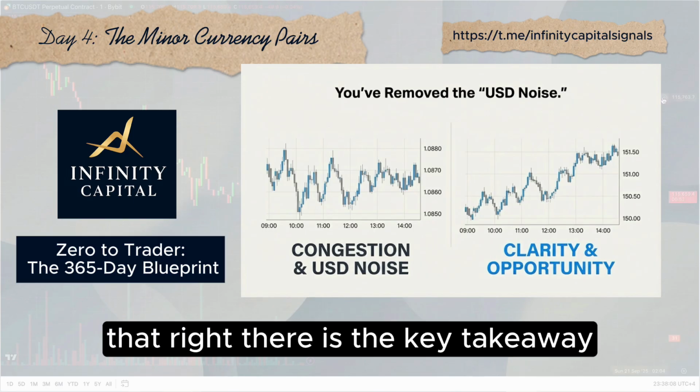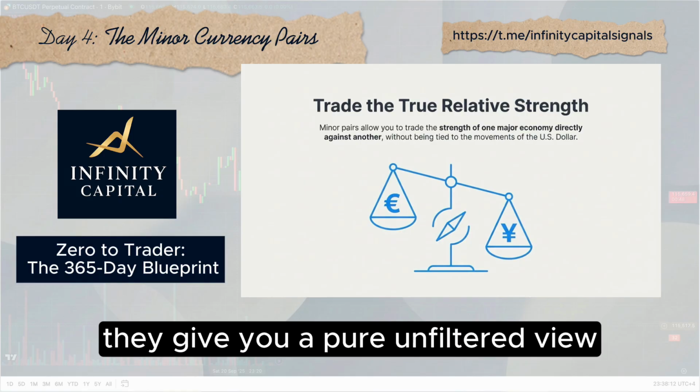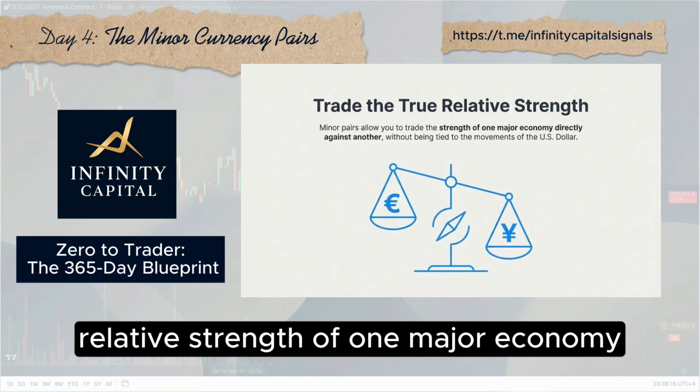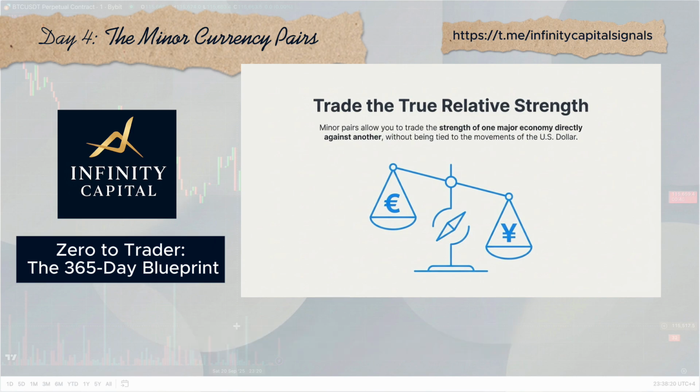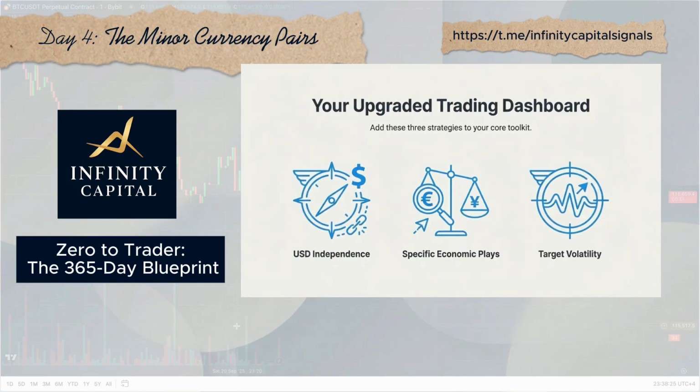That right there is the key takeaway. Minor pairs strip away the noise. They give you a pure, unfiltered view, allowing you to trade the true relative strength of one major economy directly against another. No interference. So here are 3 strategies you can add to your toolkit right now.